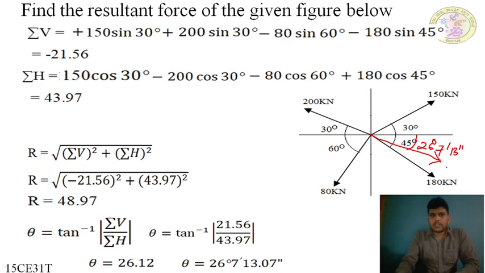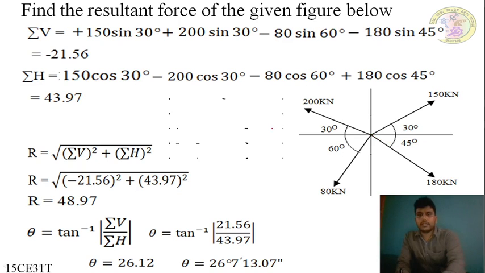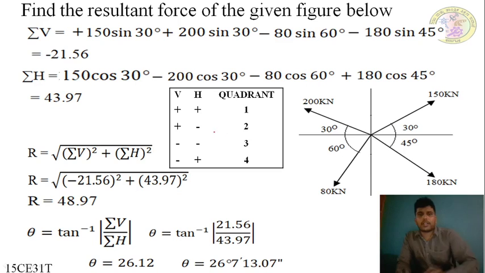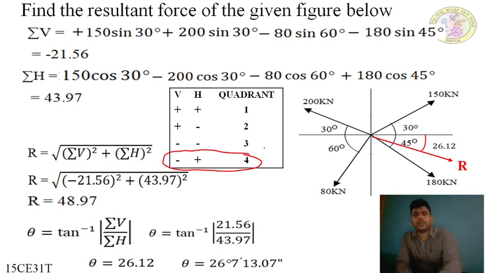The resultant force R equals 48.97 kilonewton. All are in kilonewton. The units are very important here: forces are in kilonewton, and direction is in degrees. Next, the quadrant: it lies in the fourth quadrant. That's why the resultant comes in the fourth quadrant, and the angle is 26.12 degrees.